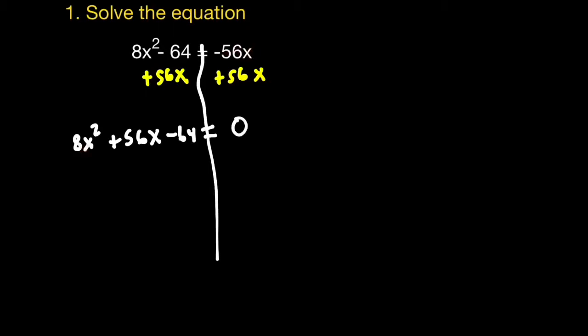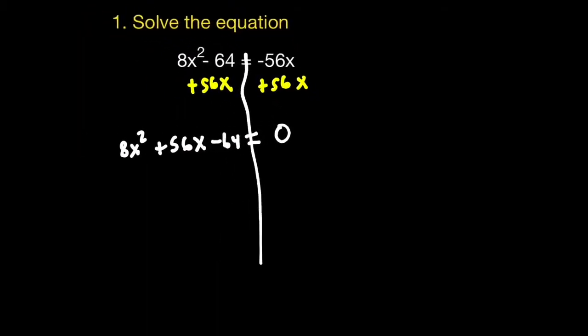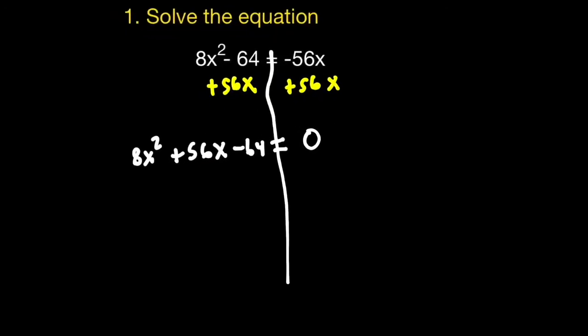Looking at the trinomial, I notice that each term is divisible by 8. That's the greatest common factor, so I'm going to factor out that 8. So I can rewrite this expression as 8 multiplied by, and to find what's inside of the parentheses, I just divide each number by 8. So 8x squared divided by 8 is going to give us x squared. 56x divided by 8 is going to be 7x. And finally, the negative 64 divided by 8 is going to give us a negative 8. That's going to equal 0.